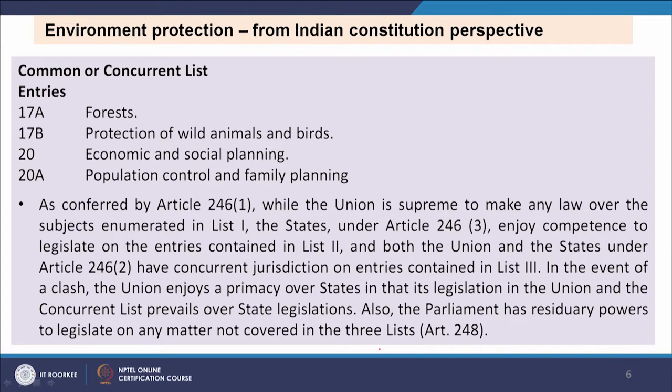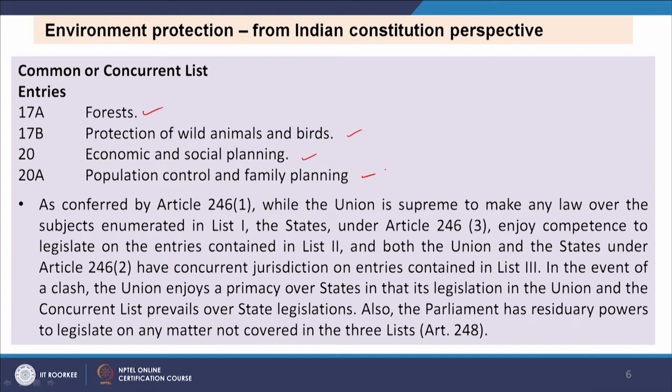And the entries under the common or concurrent list are forests, protection of wild animals and birds, economic and social planning, population control and family planning.